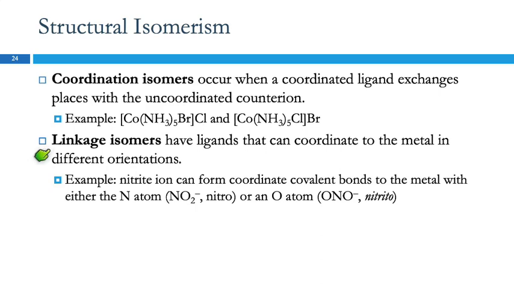In a linkage isomer, the ligands are attached in different ways. Not all ligands can do this, but nitrite ions can form coordinate covalent bonds through either the nitrogen atom or one of the oxygen atoms. And so it's going to have a different name depending on how it's attached. If it's attached at the nitrogen it's called nitro, and if it's attached at one of the oxygens, it's called nitrito.